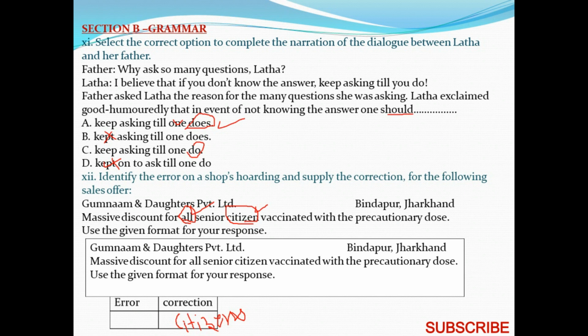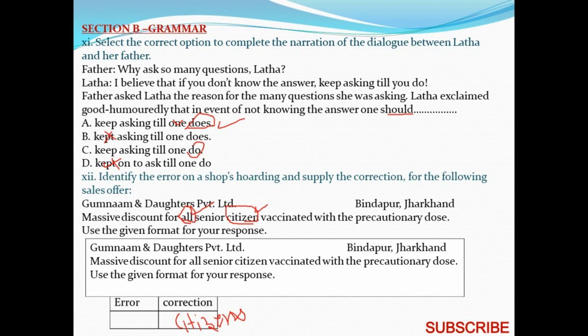So we have again 4 options. So you will have to note it is modal verb. We will have to use first verb form unless or until we have be with that. So kept, it is second or third verb form, we can't use it. Cross it. We have 2 options A and C. Keep asking till one does, one do. One, it is singular, obviously we use does, not do. So A is the right answer.